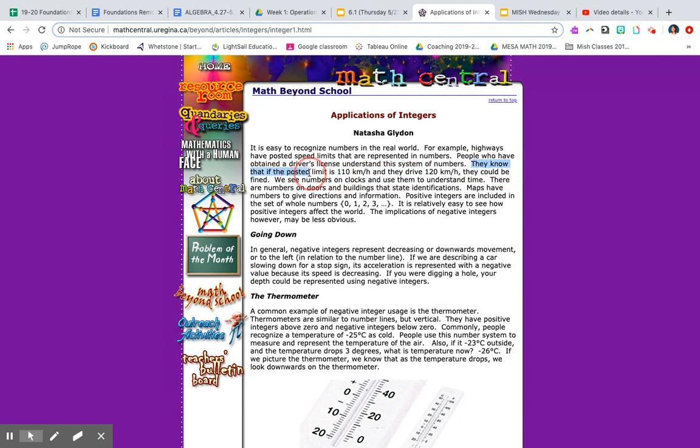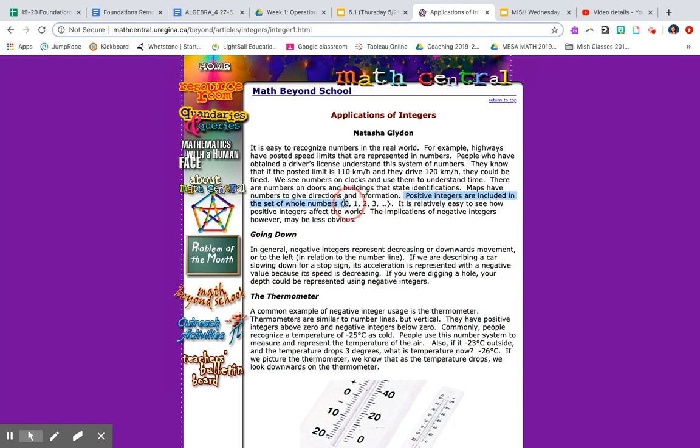They know that if the posted limit is 110 kilometers per hour and they drive 120 kilometers per hour, they could be fined. We see numbers on clocks and use them to understand time. There are numbers on doors and buildings that state identifications. Maps have numbers to give directions and information.